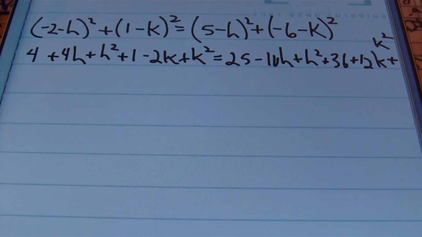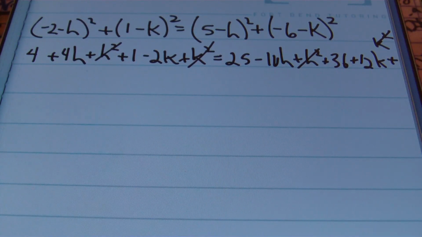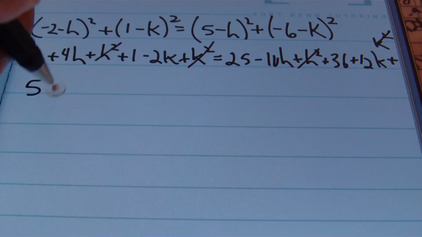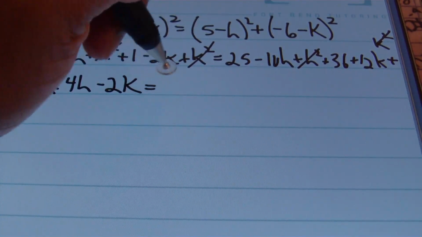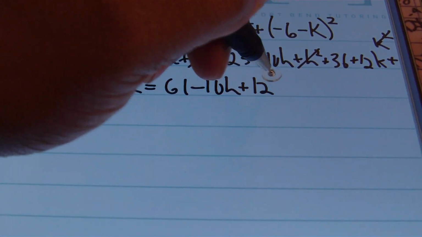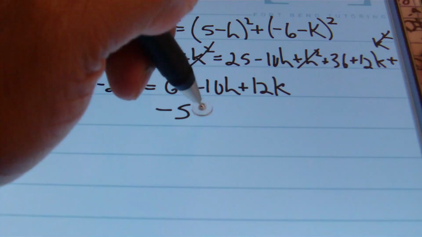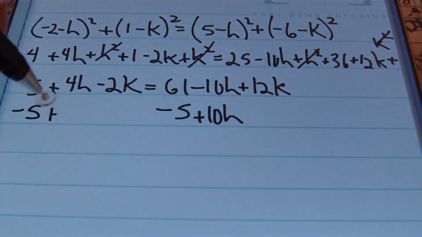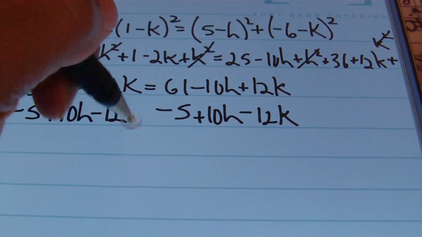All right, just like in the last equation, your h squareds will cancel out, as well as your k squareds for that matter. Then continuing to simplify this, you'll have 5 plus 4h minus 2k equals 61 minus 10h plus 12k. We want to write it in the same format as the last equation, so we'll be subtracting 5 to both sides, as well as adding 10h to both sides, and subtracting 12k to both sides.